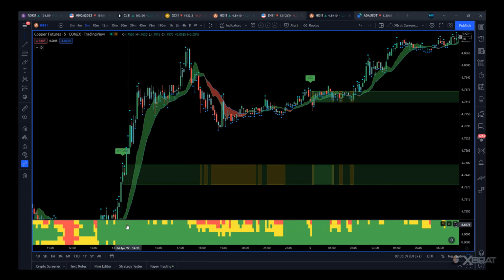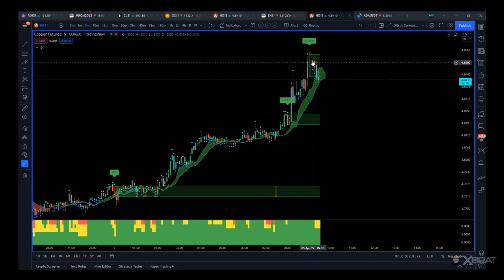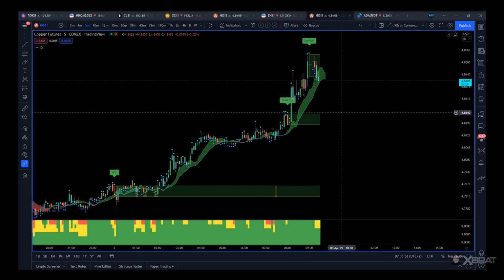We've got the confirmation from the bias depth heat map. We've defined the range. The range is telling us it's green, let's go. We go long and we manage it with the manager, and just the same with this European Gold Pit Open here as well. Very simple.